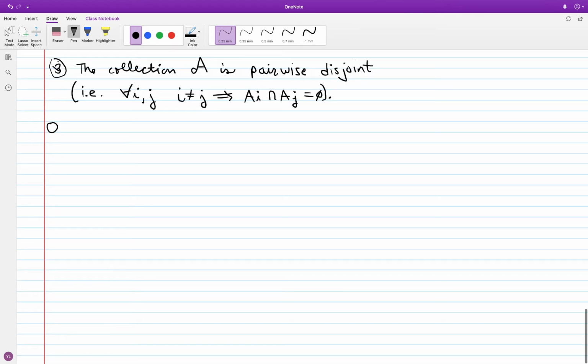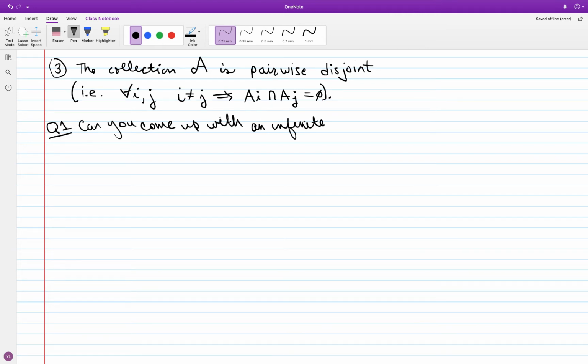All right, let me pose some questions so you can practice with these topics. Question number 1: can you come up with an infinite partition of Z? What I mean by that is, we've just seen some finite partitions of Z using the mod relation.